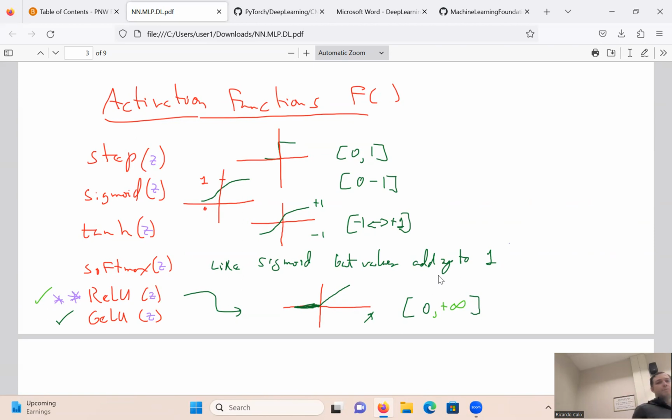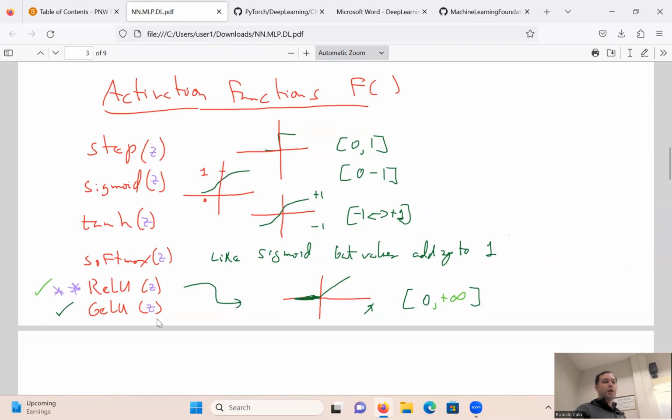Softmax is like sigmoid, but values add up to 1. I've shown you even a Python example last week. And then there's ReLU and GeLU. I don't have the GeLU one. The G stands for Gaussian, so it considers Gaussian properties. ReLU, I did provide that one here, and that one is sometimes called the hockey stick shape.